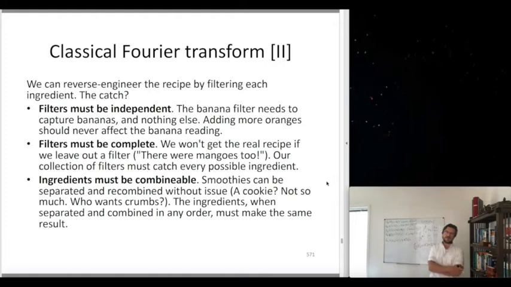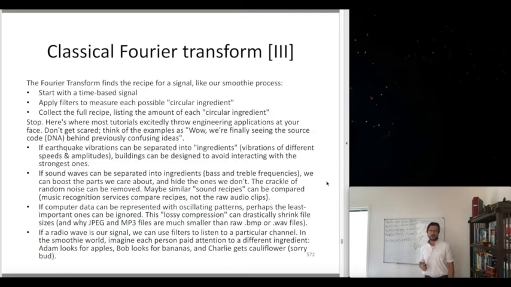And the ingredients must be combinable. Smoothies can be separated and recombined without issue, but the ingredients, when separated and combined in any order, should give us the very same smoothie again. And this is also what we're looking for in a signal. If we have a signal and we analyze it into its components, then recombining these components must give us the very same signal again. If it does not, then we know something is missing or we did something wrong.